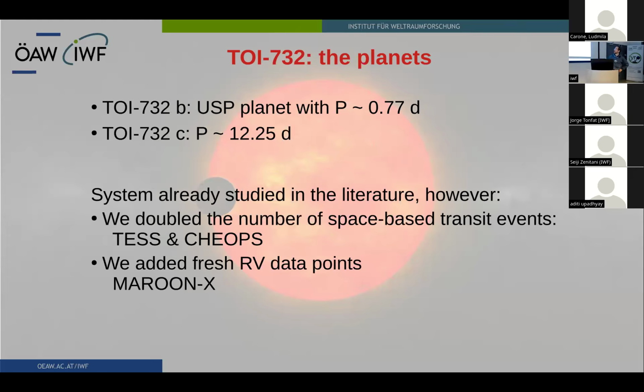And then about the planets. As I mentioned before, we have two planets. Planet B is an ultra short period planet with a period that is even less than 1 day. So this means that it orbits the star very, very frequently. And then we have an outermost one with a period of around 12 days.